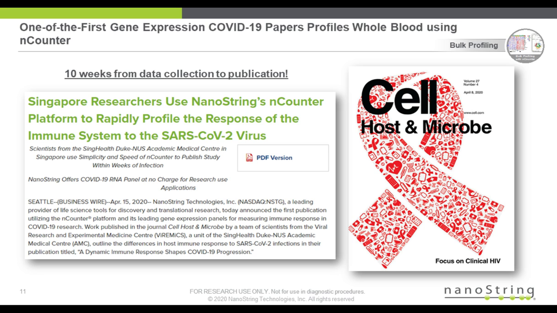This was actually one of the very first gene expression works that showed up in the literature at all on COVID-19. These were whole blood profiling using some of that technology that we rapidly developed in response to what was happening in Wuhan. This is an interesting example from the Singapore Duke group, where the actual work was carried out in Singapore. They went from recruiting patients to a publication in 10 weeks. That means you have to have your technology.